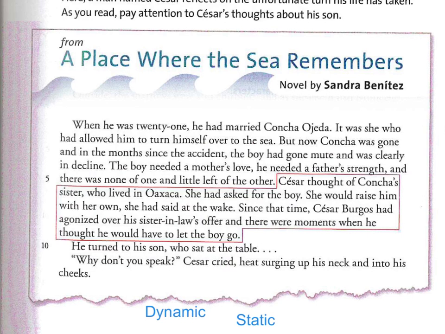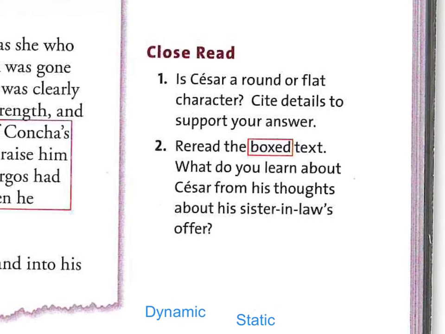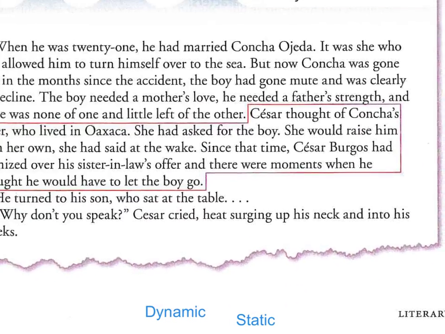I'm going to give you a moment to read that again on your own. And our two questions. Is Caesar a round or a flat character? Cite details to support your answer. Is he round or flat?